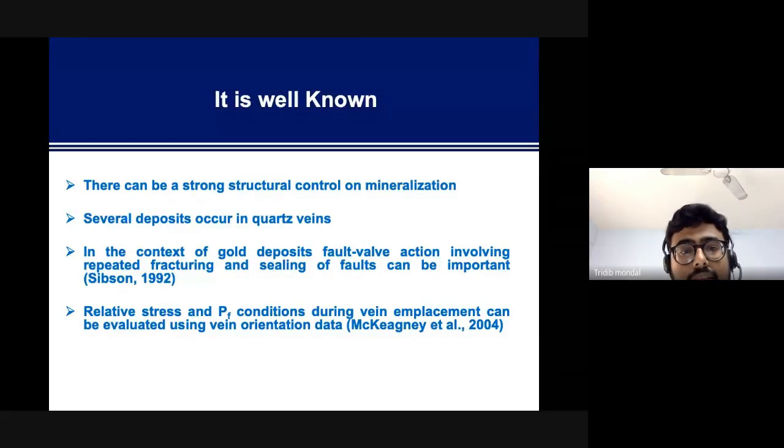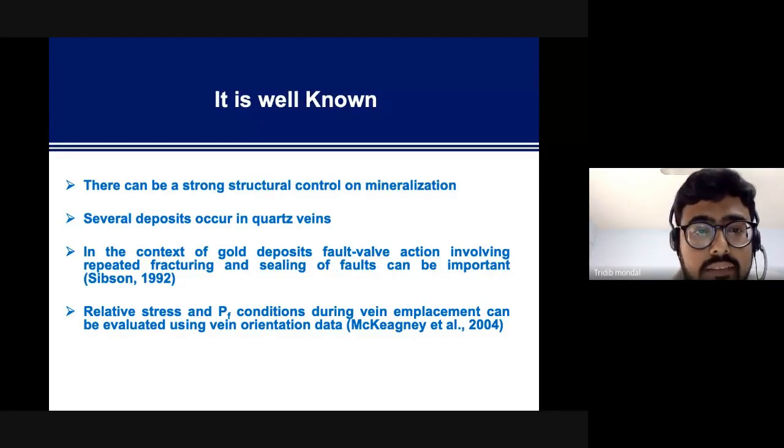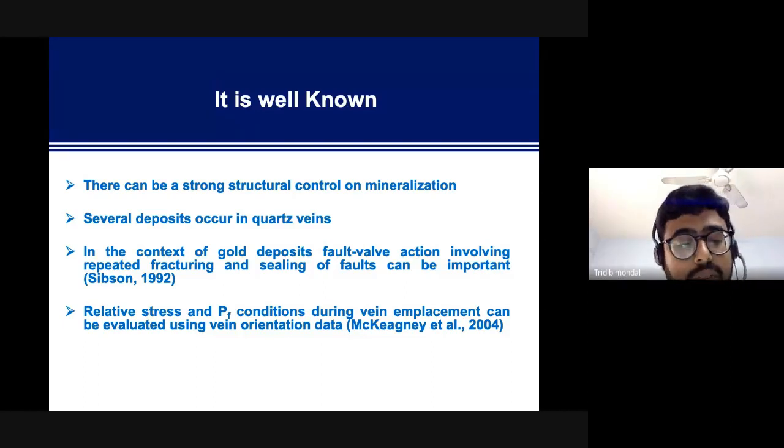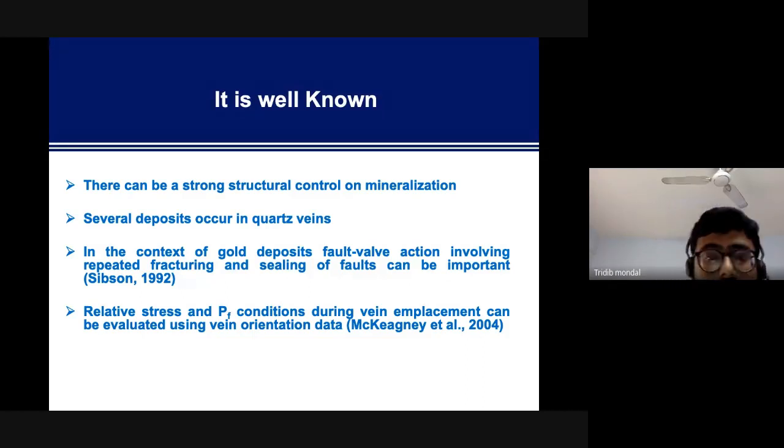So it is well known that there can be strong structural control on hydrothermal mineralization, and the mineralization occurs in a vein. It could be a quartz vein or it could be quartz carbonate veins. In this context, one of the important mineralizations, gold mineralization, is important, and in this connection, fault action, which involves the repeated fracturing and sealing of faults, is also important. There is a lot of earlier research that has used vein orientation data to quantify the relative stress or the fluid pressure condition that prevailed during the vein emplacement. However, there are few works which actually quantify the absolute value of the fluid pressure condition during vein emplacement.